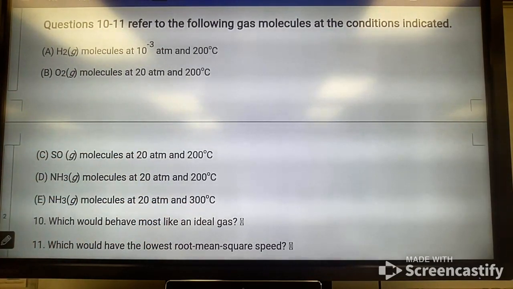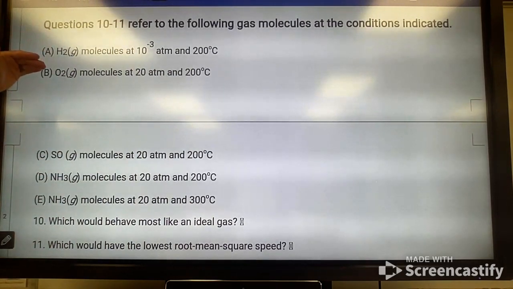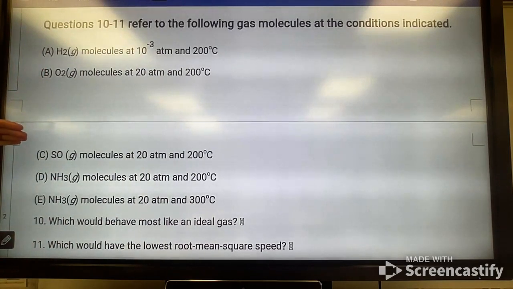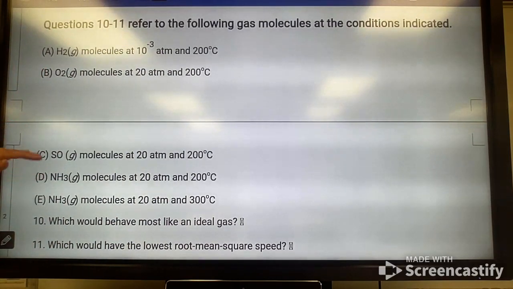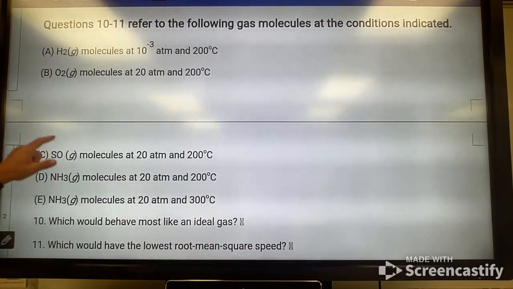The slowest one then would be the one that has the most mass. So between H2, not that one, O2 has a mass of 32, SO2 would be about 48, and NH3 about 17. So SO2 would have the slowest speed.